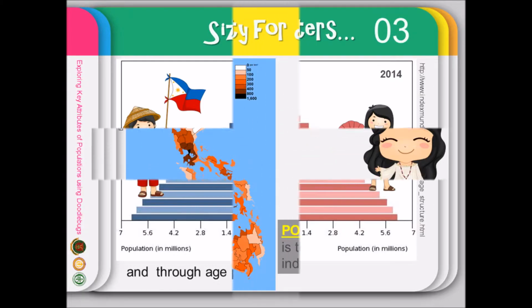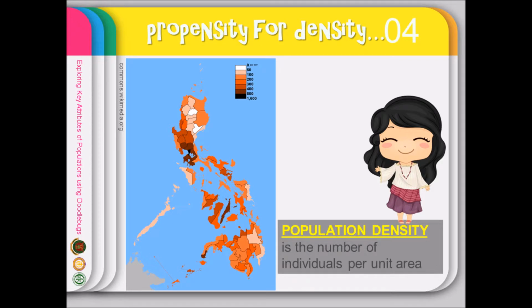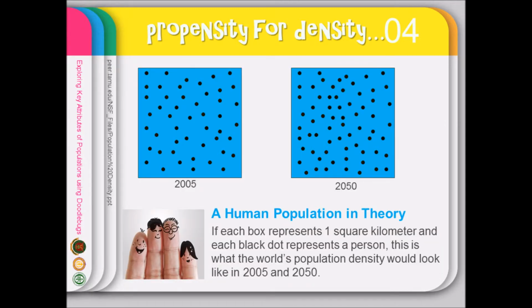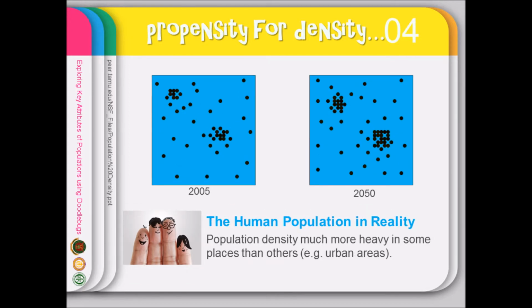When the number of individuals per unit area is concerned, we now deal with another key feature of a population, which we term density. This illustration demonstrates human population density in theory. If each box represents 1 square kilometer and each black dot represents a person, this is what the world's population density would look like in 2005 and in 2050. In reality, however, population density is much heavier in some places than in others. An example would be urban areas. This all depends on the availability of resources.